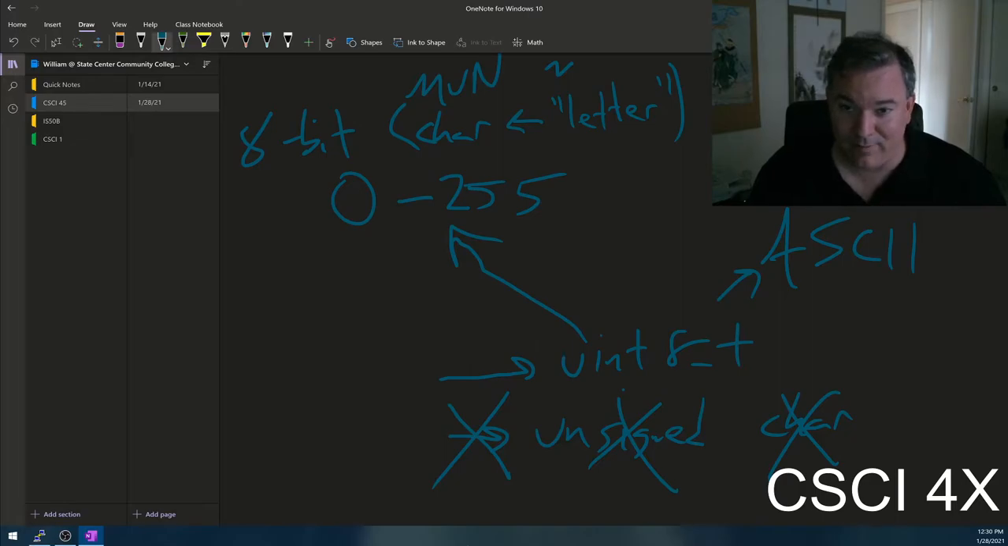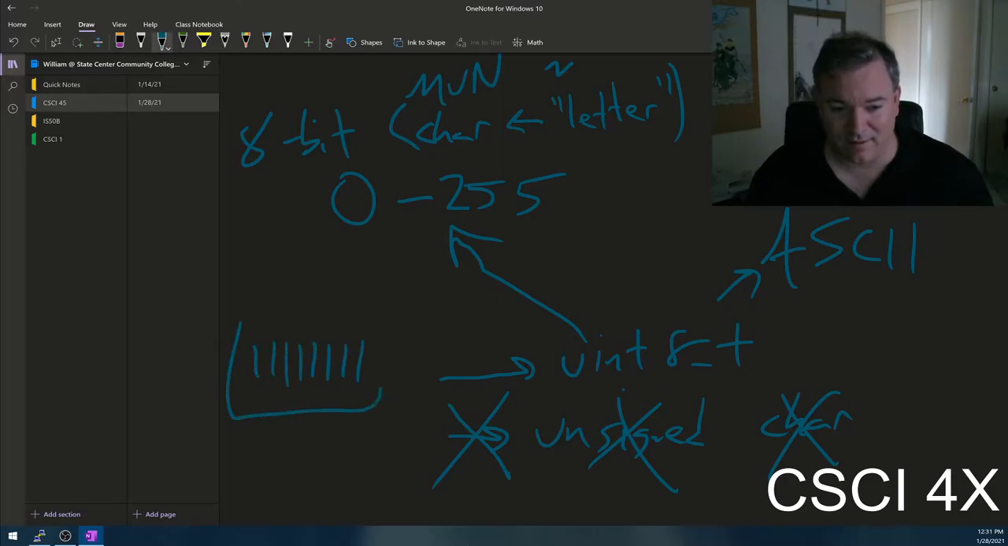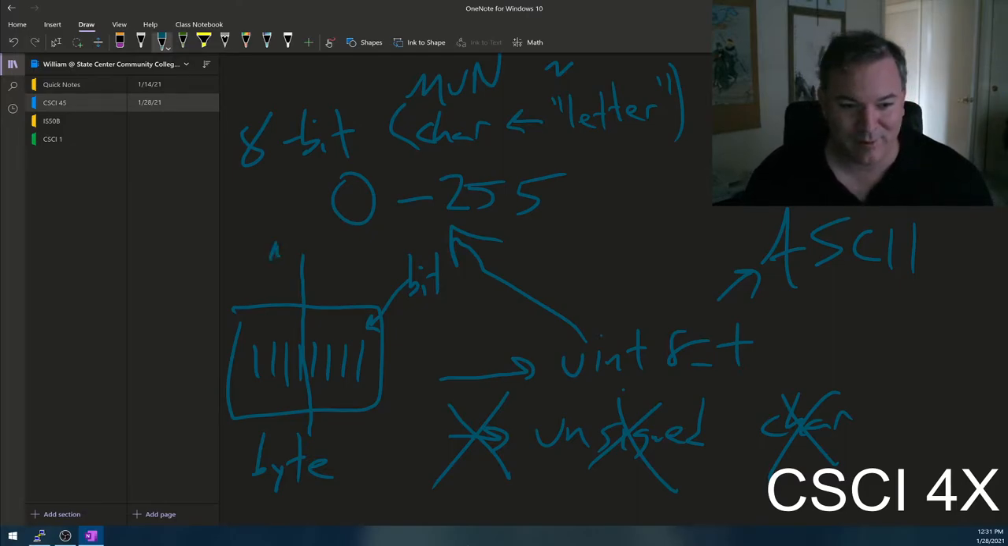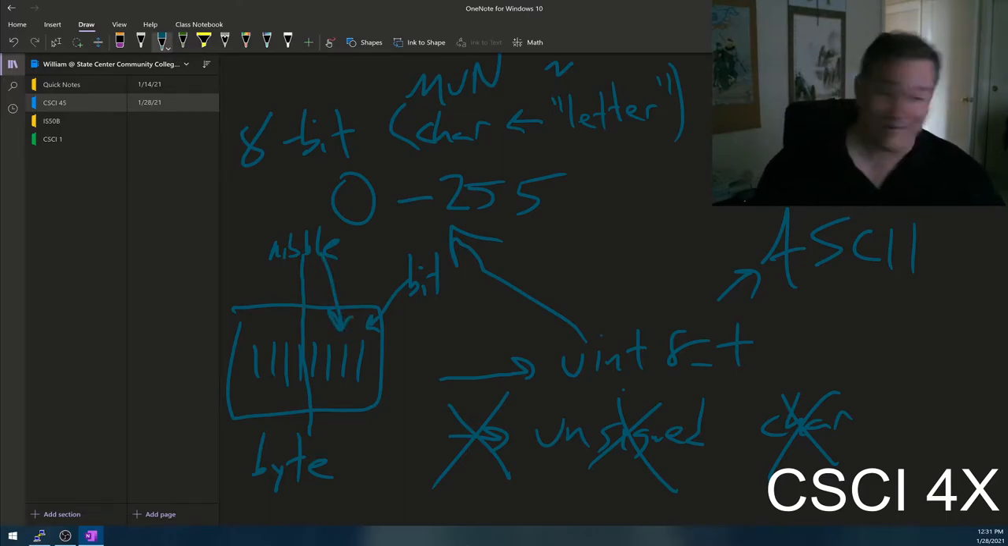Now, are there any mainstream systems that don't use 8-bit bytes? No. Are you guys all familiar with that terminology? 1, 2, 3, 4, 5, 6, 7, 8. This is called a byte. And each individual one or zero is called a bit. You guys cool with that? Do you guys know what a half byte is? 4 bits? Yeah. Like Mr. DeBella says, it's called a nibble. That's actual terminology. Half a byte is a nibble. Yeah, it really is.